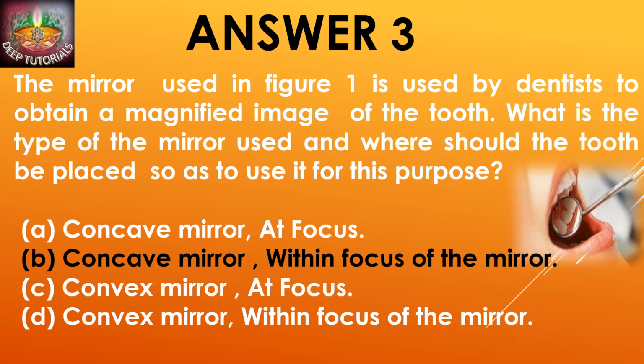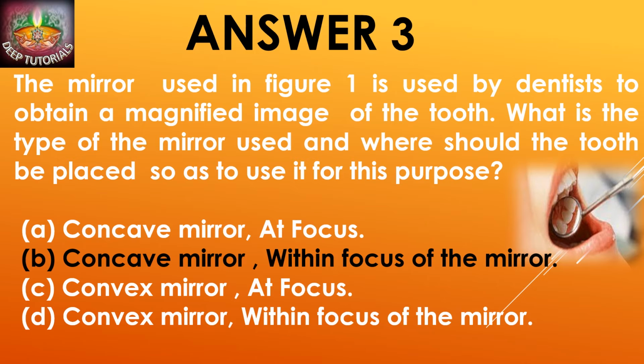We know that in a concave mirror, the images can be both real as well as virtual. When we say real, all real images are inverted except one condition when the image formed is virtual, erect as well as magnified, and that is when the object is placed within the focal length of the mirror, that is between P and F. So here the correct choice should be B, that is a concave mirror within focus of the mirror.